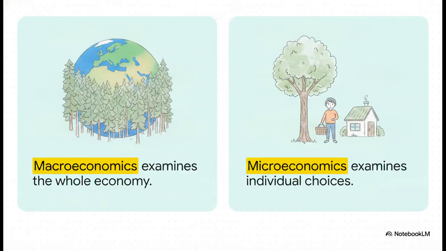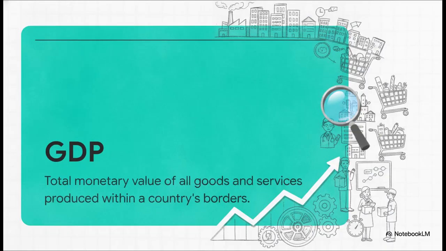Think of it as the contrast between the overarching national economy and the everyday decisions you and I make. While macroeconomics is looking at the entire forest, tracking things like overall inflation, microeconomics is focused on the trees. It examines the financial decision-making of individuals and businesses. It looks at your buying habits, why you value one product over another, and exactly how your specific household responds when prices change. So how do experts actually measure if this giant macro machine is working?